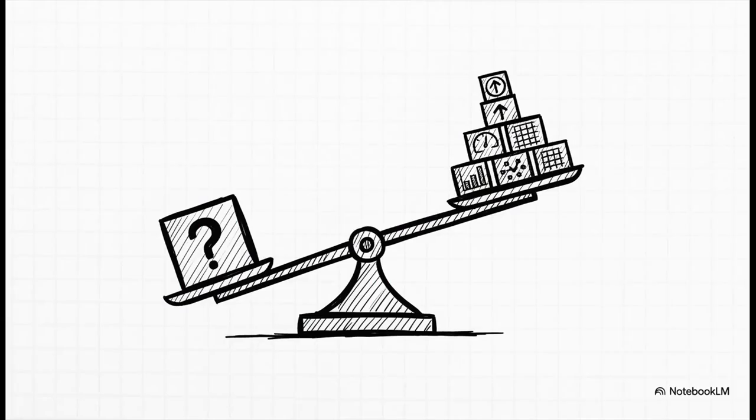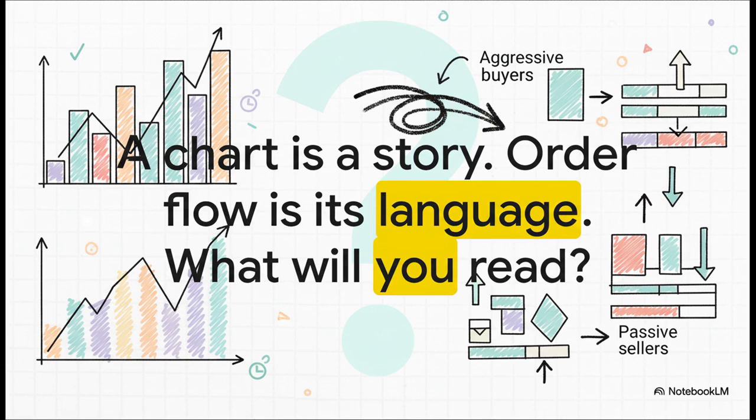Look, at the end of the day, this isn't some magic crystal ball. Nothing is. It's simply about trading with your eyes wide open. It's about getting a much deeper, evidence-based understanding of what's really going on so you can stack the probabilities in your favor. So the next time you look at a price chart, just remember that hidden story playing out underneath. If that chart is the story, then order flow is the language it's written in. The only real question is, what are you going to choose to read?